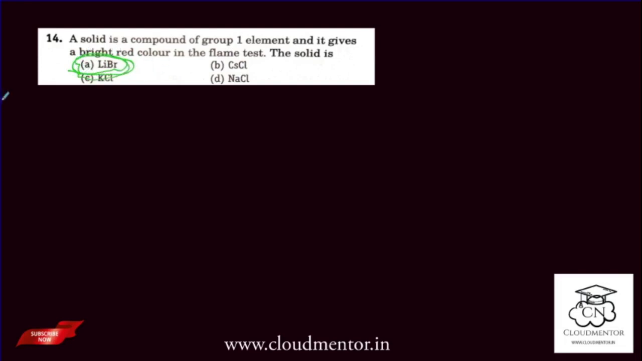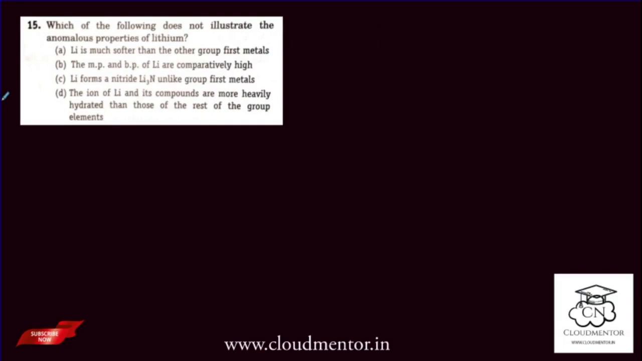Next question: which of the following does not illustrate the anomalous properties of lithium? Lithium is much softer than the other group one metals. The melting point and the boiling point of lithium are comparatively high, and so on. So which is the right answer? That's what we need to find out. Yes, obviously it is option A.